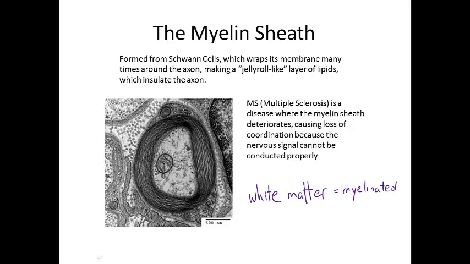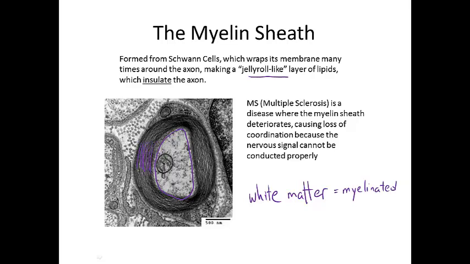And so in this electron micrograph here, what we're looking at is a cross-section of the axon. This is the axon in the middle. And you can see the many, many thin bands. That's the myelin sheath wrapped many, many times around the axon. Hence the term jelly roll-like layer of lipids.